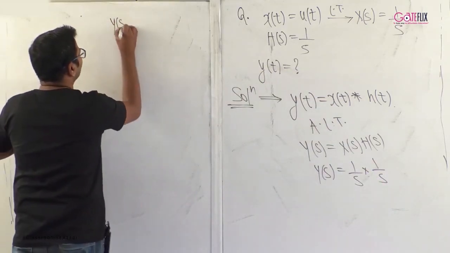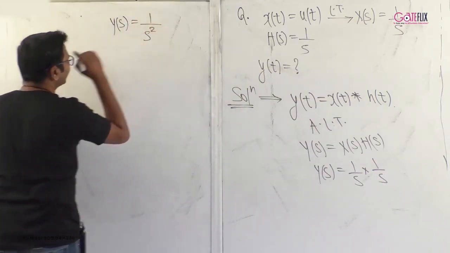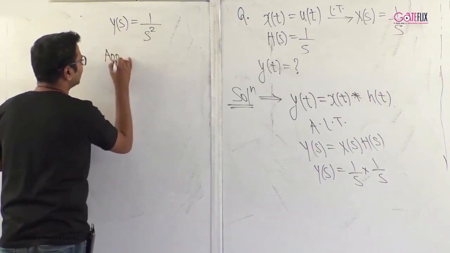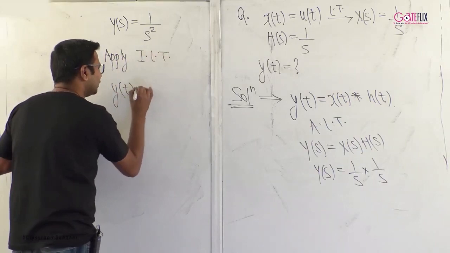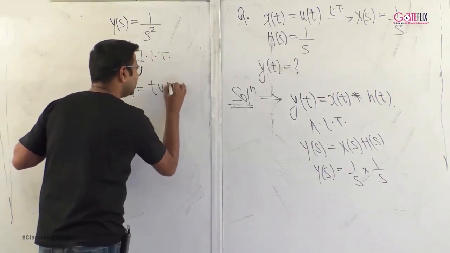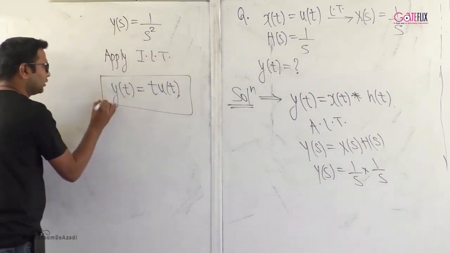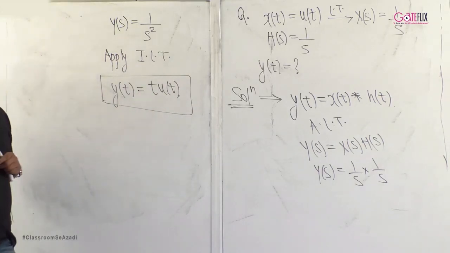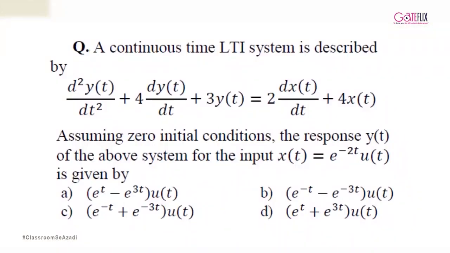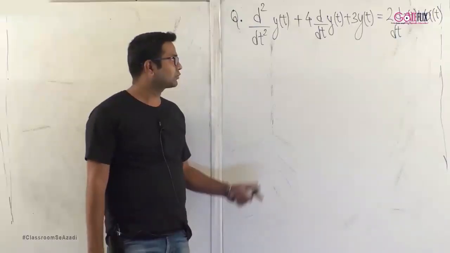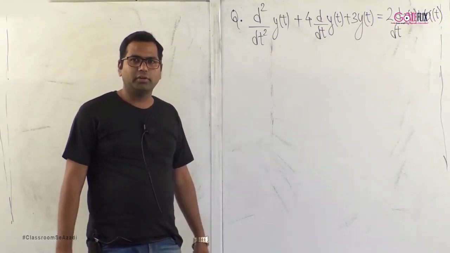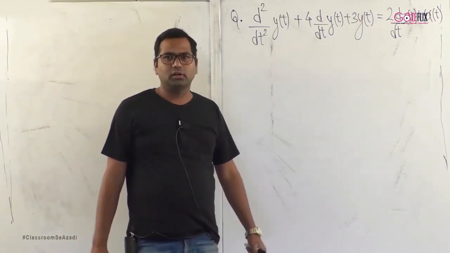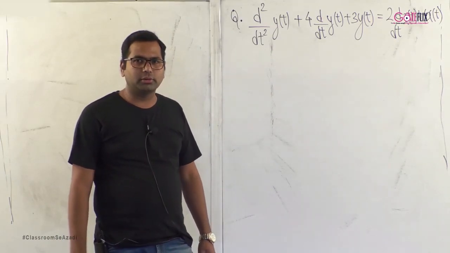So, Y of s will be equal to 1 by s square. If we apply the inverse Laplace transform, then 1 by s square comes out to be t into u of t. So, the answer to this question will be t into u of t. In the next question, a second order differential equation is given to us. We have to find the output y of t. The input x of t is also given to us.